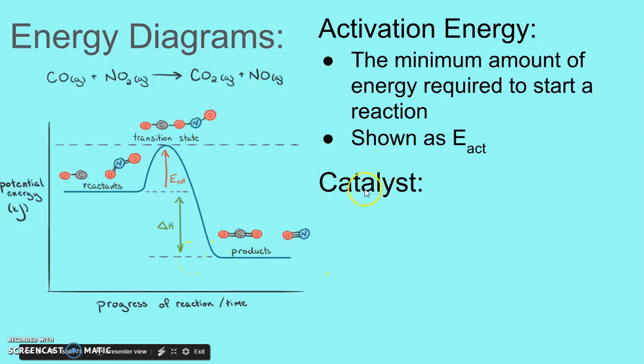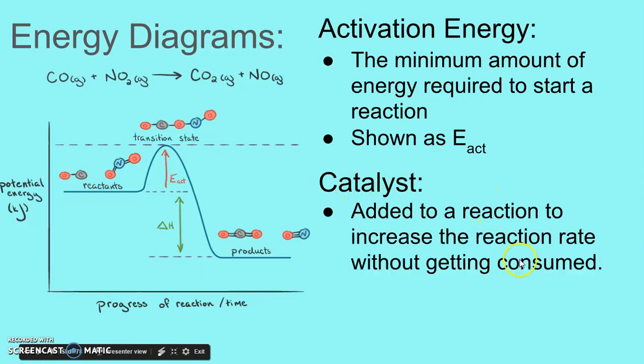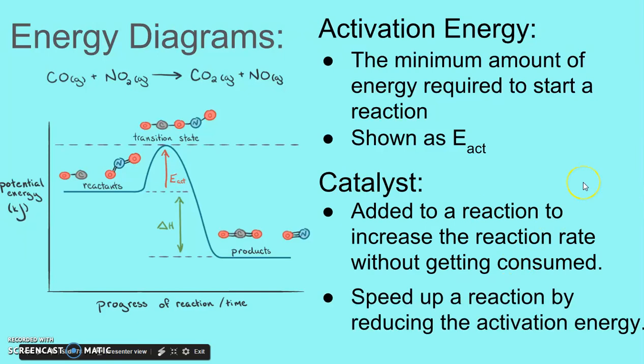We have talked about catalysts a little bit. Remember, catalysts speed up chemical reactions. They can be added to a reaction to increase the rate without getting consumed. So they will speed up the reaction by reducing that activation energy. I'm going to show you a diagram in a little bit that'll show you what an actual catalyst does to the activation energy.